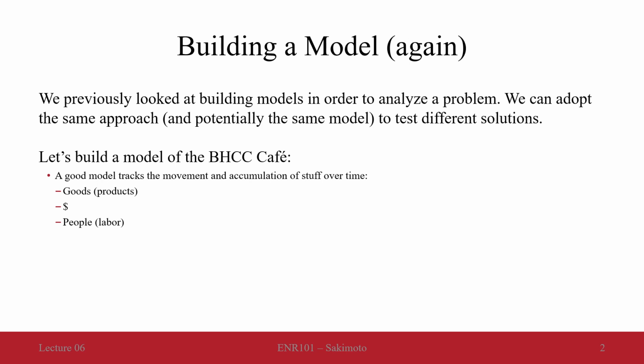These three categories, goods, money, and people or labor, are quite common stuff that we track in these quantitative models. As you build other models for different projects, for different solutions and problems, you might include different categories, but quite often we look at these three categories of stuff at a minimum: materials, money, and people.